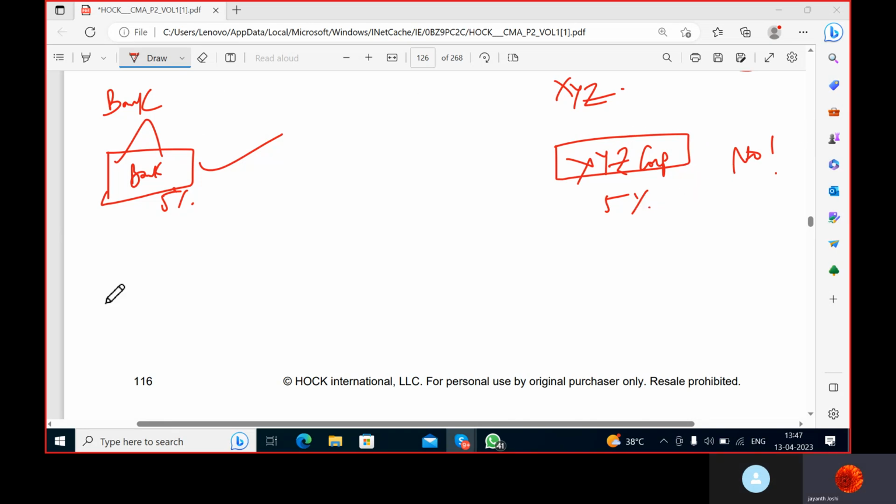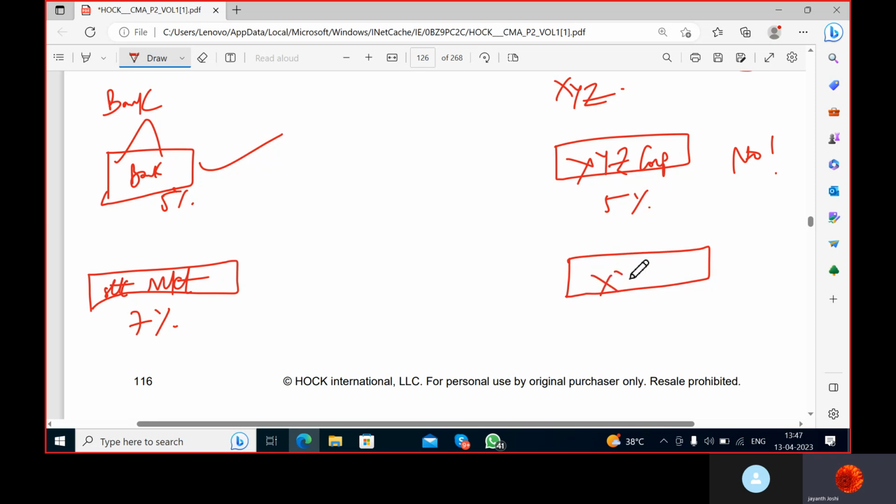Now next, again, this is the stock market. It's giving 7% and XYZ Corporation is also giving 7%. Which one will you prefer? One is stock market, one is corporation. From the risk perspective, which one will be more preferable? XYZ is a very risky one, no?